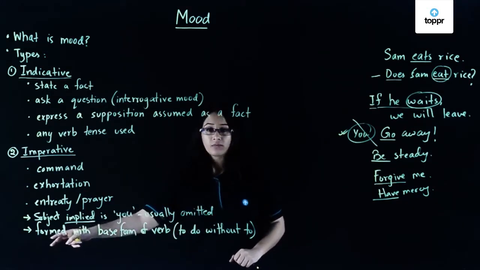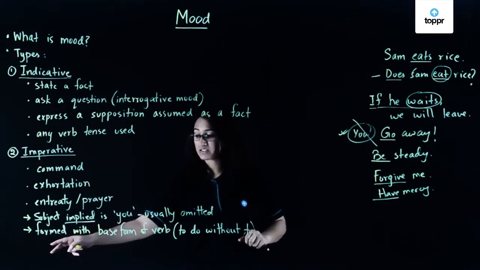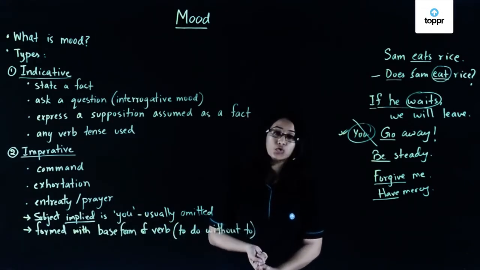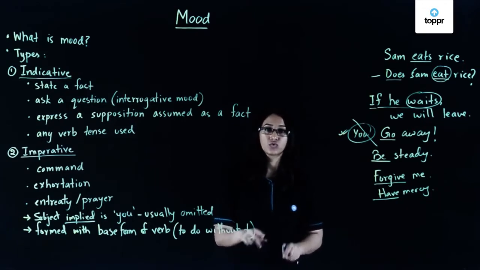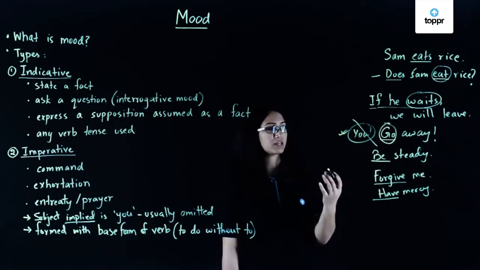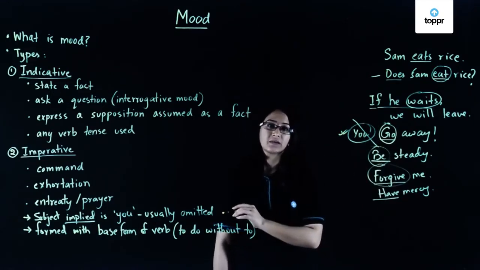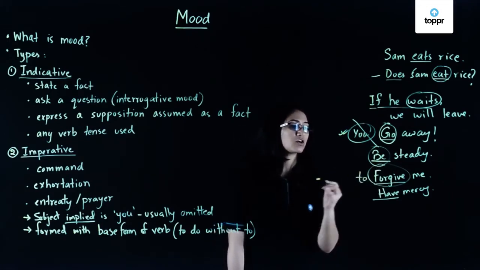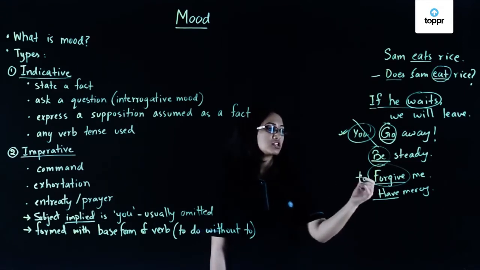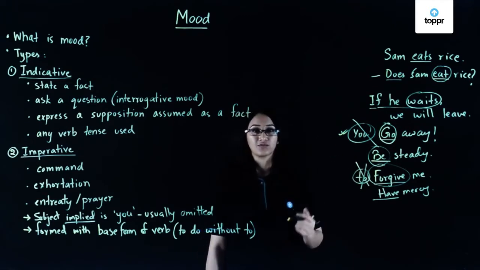Now, how do you form imperative sentences? You need to remember that when you're using imperative sentences, you use the base form of the verb. That means if you have a to-do verb, you use it without the to, you just use the base form of the verb. For example, here we used go, which is the base form, be, also the base form, forgive, again the base form. Now usually when you talk about verbs, you say to forgive, to have, to be, to do, but you're just not using the to here. Instead, you're only using the base form of the verb.